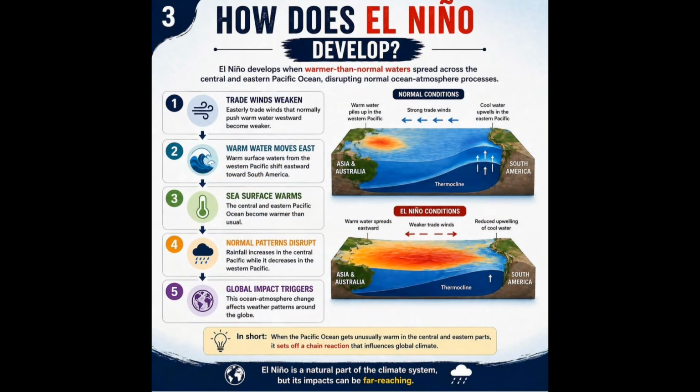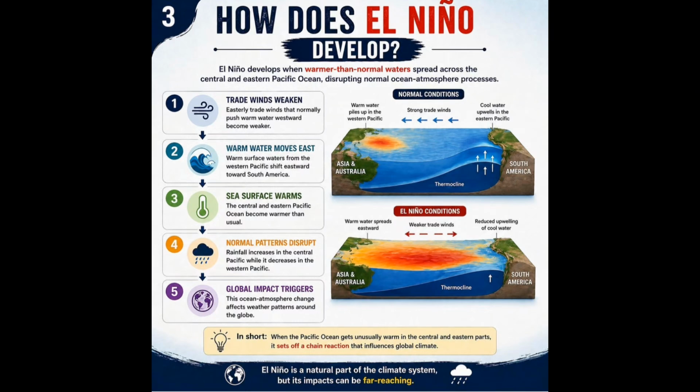How does El Nino develop? El Nino develops when warmer than normal water spreads across the central and eastern Pacific Ocean, disrupting normal ocean atmosphere processes. 1. Trade winds weaken. Easterly trade winds that normally push warm water westward become weaker.